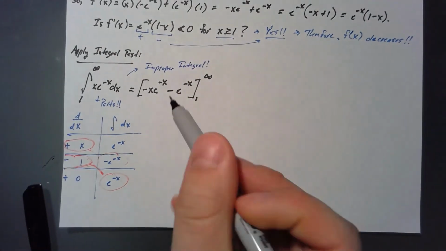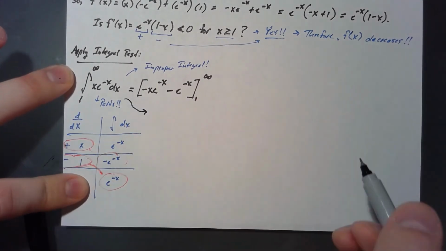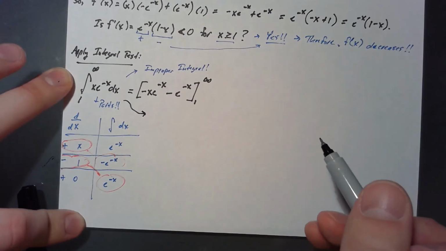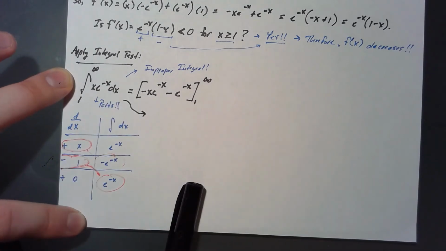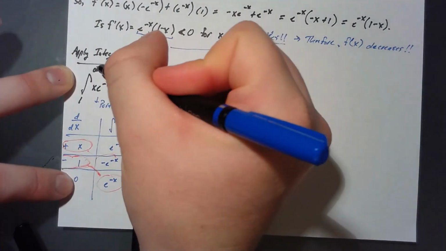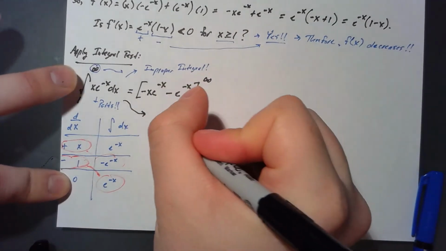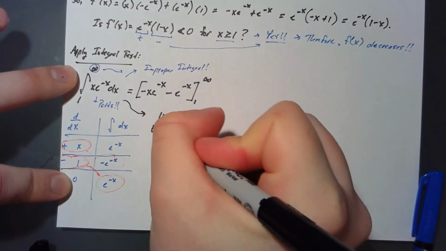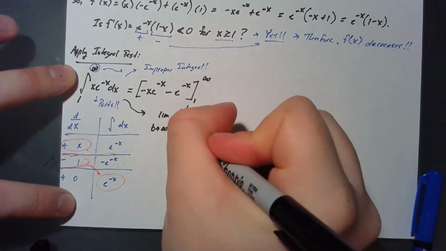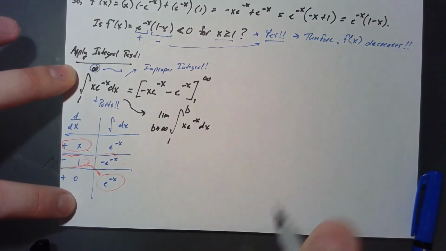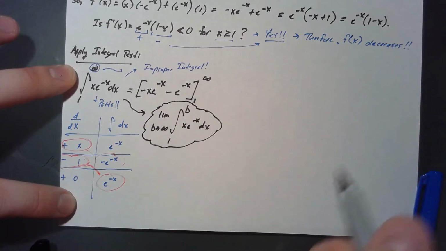So I guess I should have done this first, but I'll do it now. I have to rewrite this as what? I should have done it first in hindsight, but it's okay. Since this is an improper integral because of the infinity, I have to rewrite this with a parameter. That's what makes it improper. So I got to rewrite this as the limit as b approaches infinity of the integral from 1 to b of x e to the negative x dx. Technically I should have done that first, but I didn't.